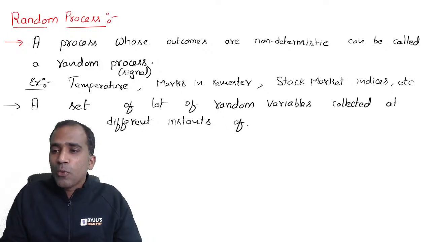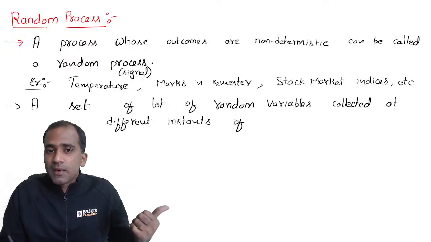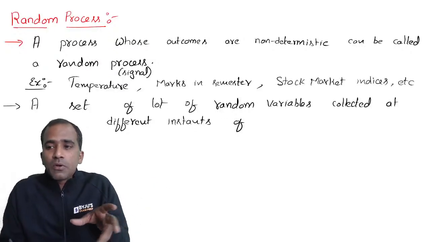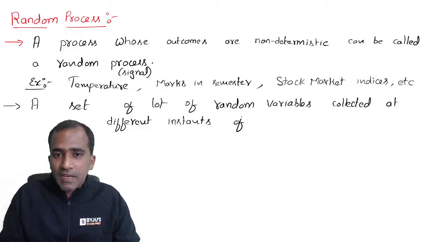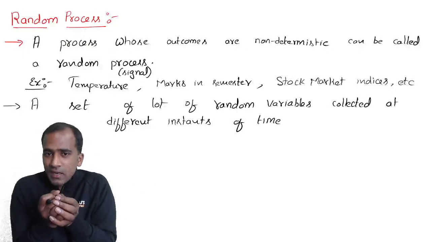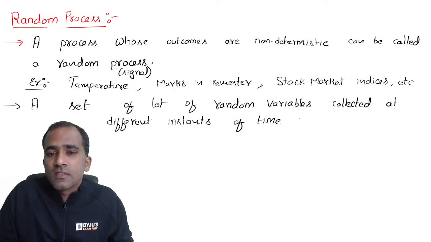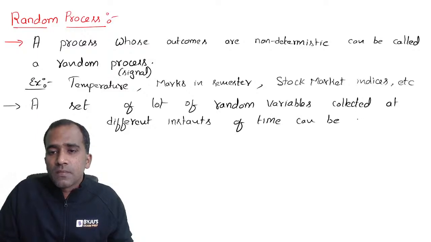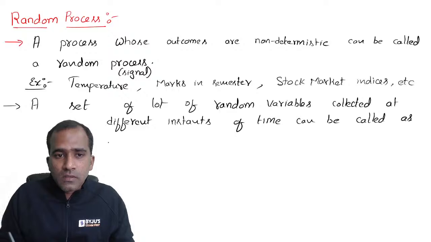I'm talking about random process in the language of random variable, because we have understood what is random variable, right? So I'm trying to speak about random process in random variable language. At different instants of time, a set of lots of random variables together, we call it random process.